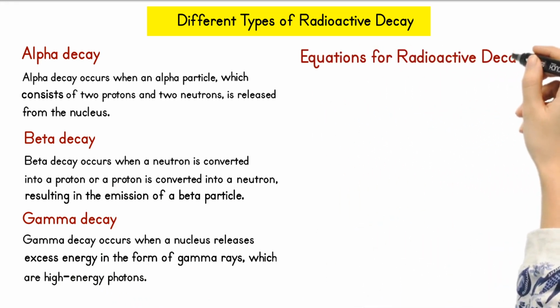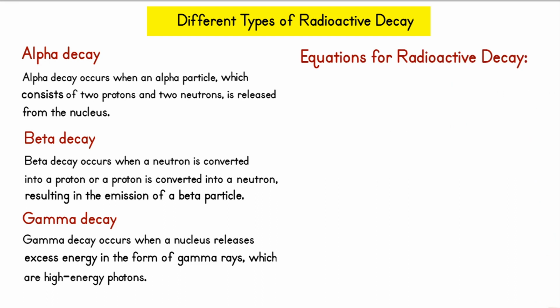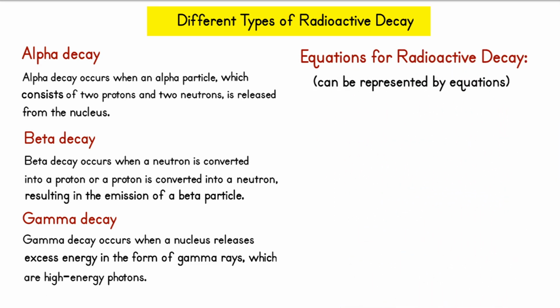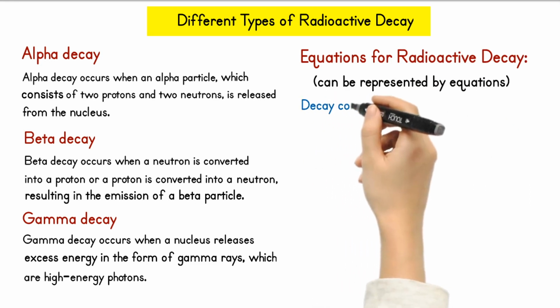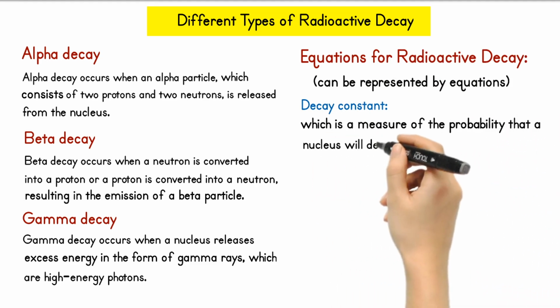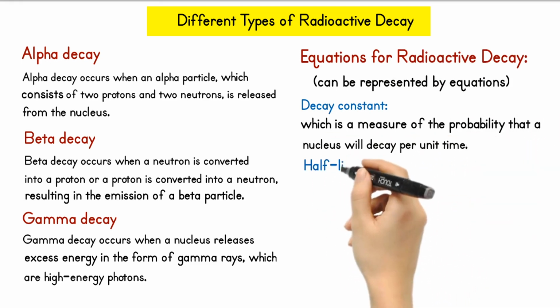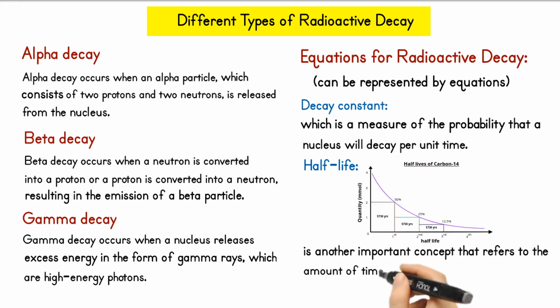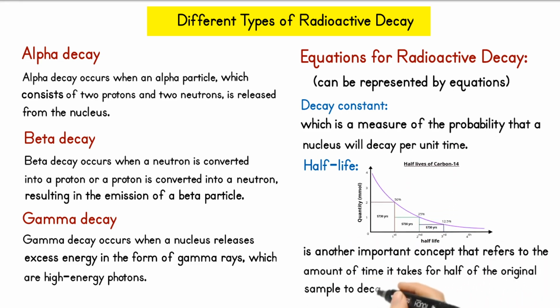Equations for radioactive decay. Radioactive decay can be represented by equations that show the decay of the nucleus over time. These equations typically include the decay constant, which is a measure of the probability that a nucleus will decay per unit time. The half-life is another important concept that refers to the amount of time it takes for half of the original sample to decay.